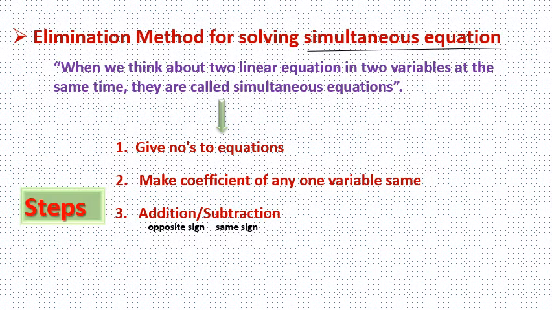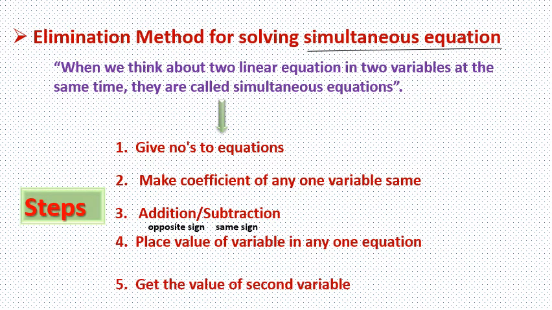After doing addition or subtraction, we will get the value of one variable. So place the value of that variable in any one equation. We had two equations, so in any one equation we can place the value. After putting the value in one equation, we will get the value of the second variable, and that's all. So you have to remember these 5 steps and you can solve simultaneous equations very easily.